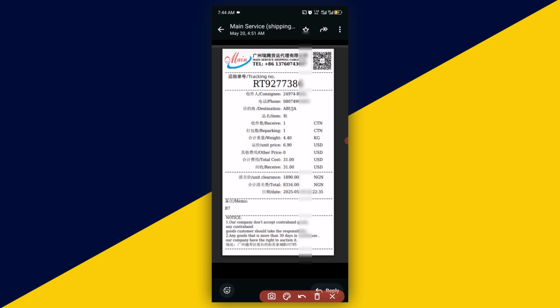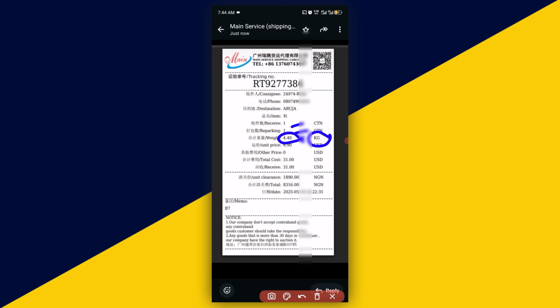Okay? Then followed by consignee. That is, your name is going to be on the bill of landing and your contact phone number is going to be on the bill of landing, because this is what the shipping company will use to communicate with you eventually if your goods arrive in the destination. Then followed by destination right here. You can see the destination of this goods here is Abuja. Then followed by items. Then receive is just 1 carton. The packaging, 1 carton. The weight here is 4.40, which is also known as kg.